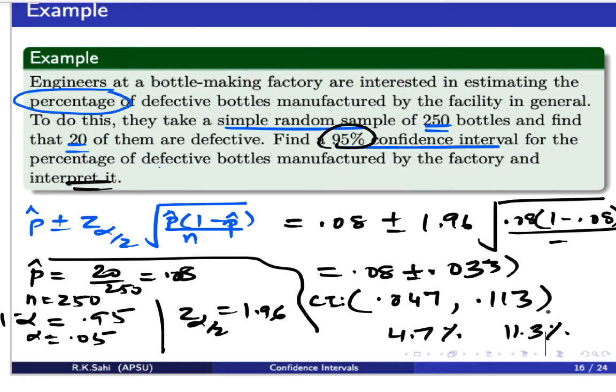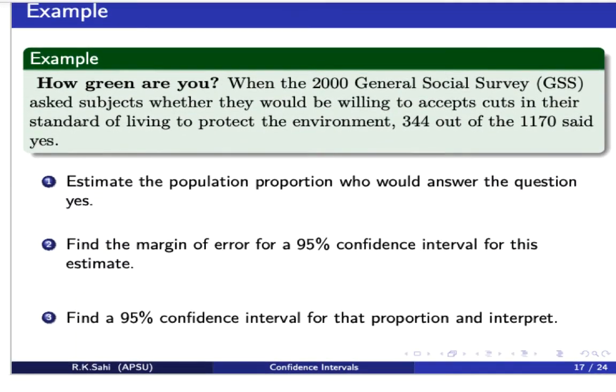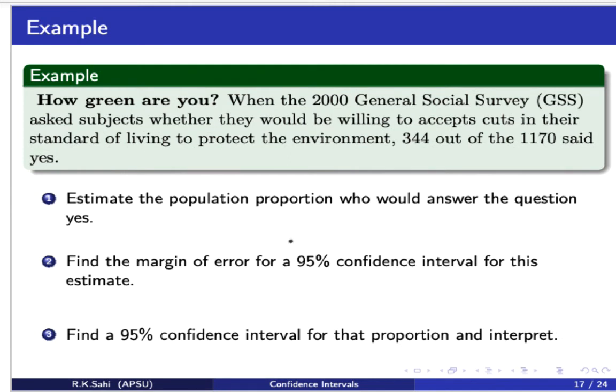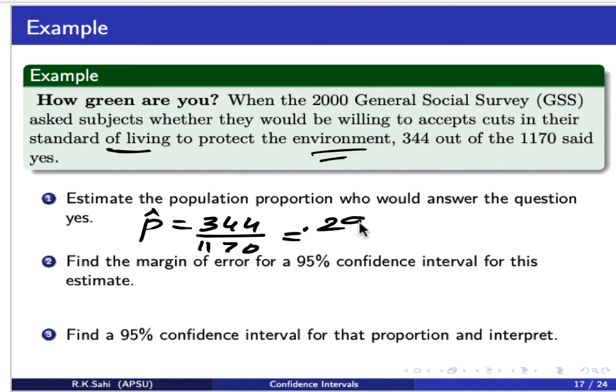Okay, now let's look at another problem. It says, how green are you? Now, in this one, when 2000 general social survey asked subjects whether they would be willing to accept cuts in their standard of living so as to protect the environment, 344 out of 1,170 said yes. So we would like to estimate the population proportion. So what are we going to do? The first thing is estimate the population proportion who would answer the question yes. That means point estimate, which is 344 divided by 1170, which comes out to be 0.294.